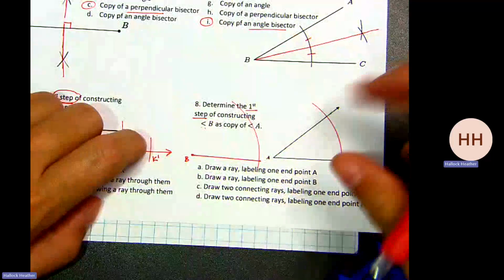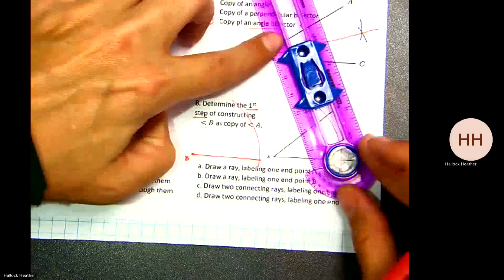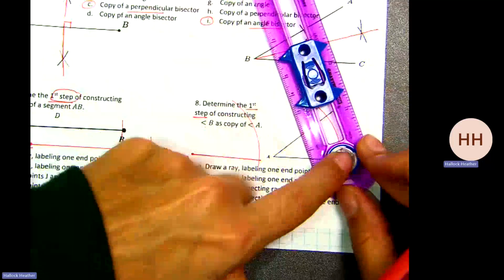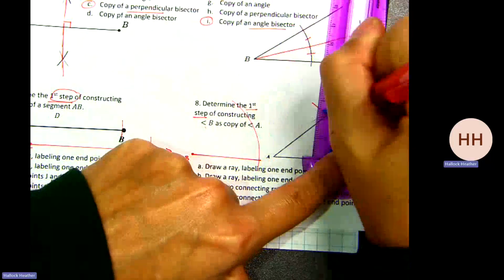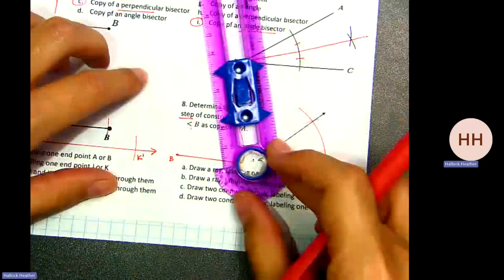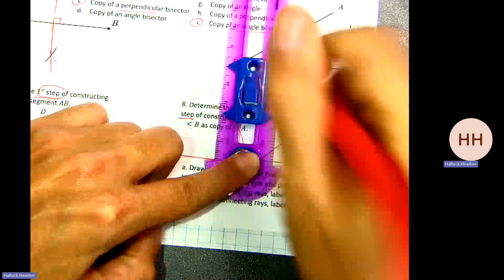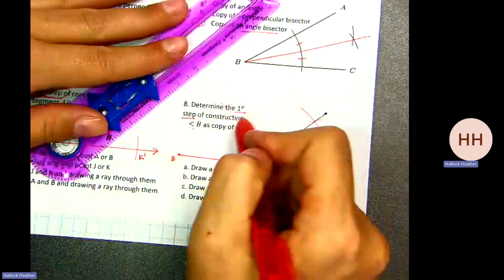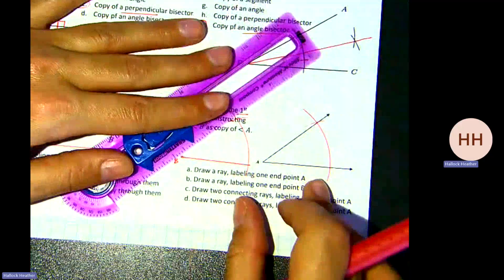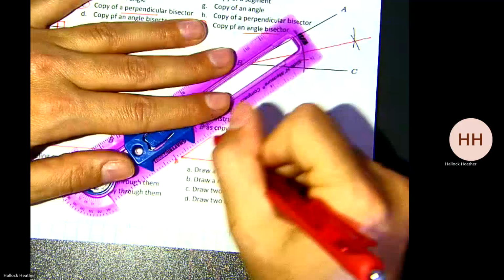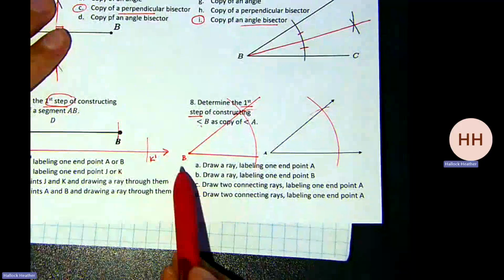And then I'm going to measure this opening. And then I'm going to close this, create an arc mark, and then drag it over here. Create an arc mark. Where they cross at right here, oh, the lights went off. I would connect these, and that would create the copy of an angle, angle B.